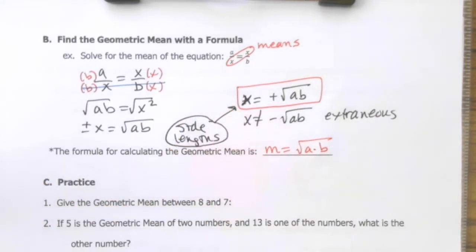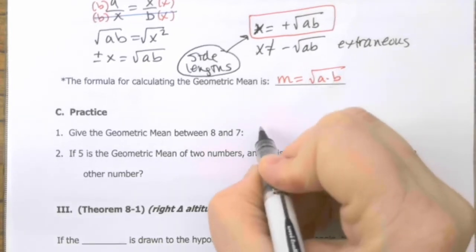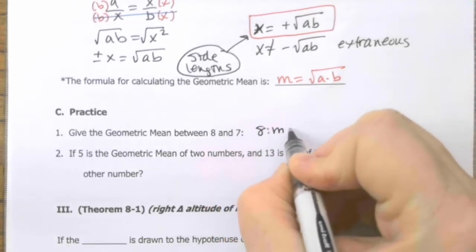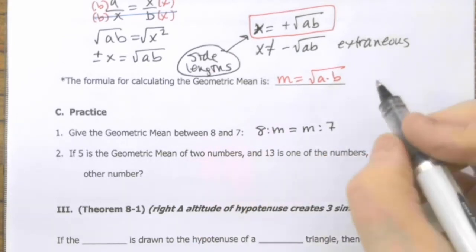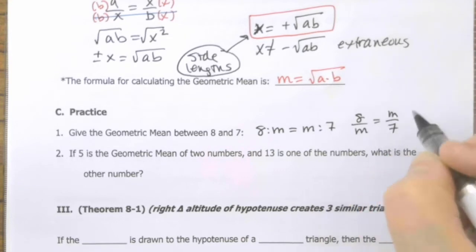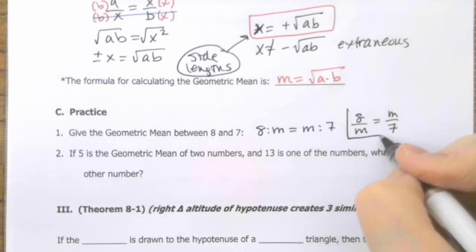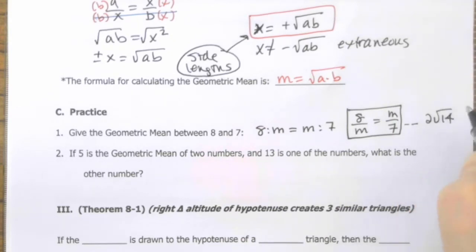Okay, number 1, give the geometric mean between 8 and 7. Okay, so I usually think means in the middle. So 8 colon m equals m colon 7. Means are in the middle, which means 8 over m equals m over 7. And you can actually just solve that equation for m. You end up with 2 radical 14. So if you can just remember means are in the middle, you're good to go.